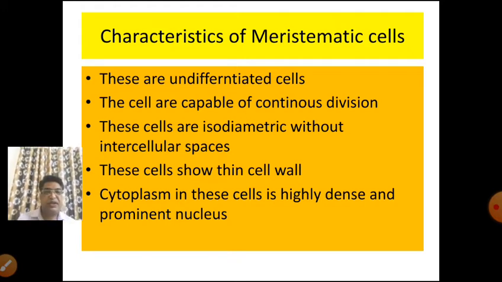So these are undifferentiated mass of cells, and they are continuously in the phase of division. These are isodiametric without intercellular spaces. These cells have very thin cell wall, and their cytoplasm is highly dense, and prominent nucleus is present in cells. These cells are devoid of endoplasmic reticulum and mitochondria.